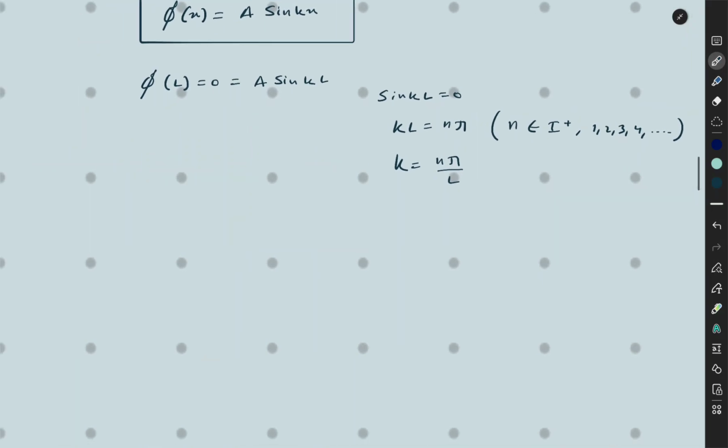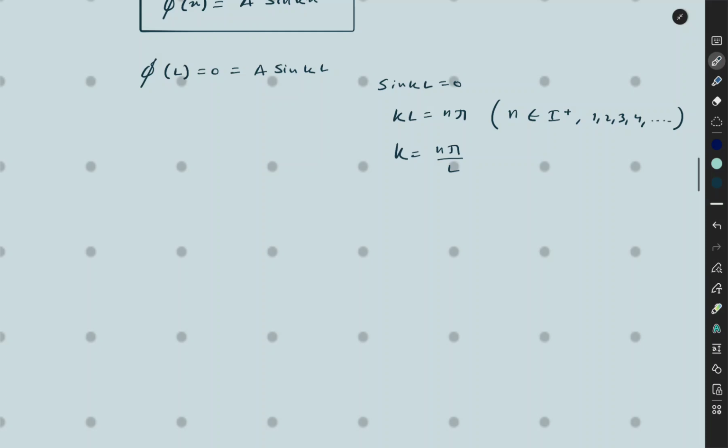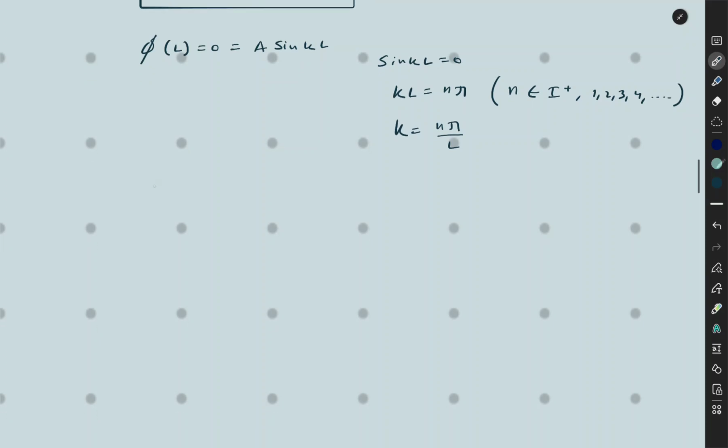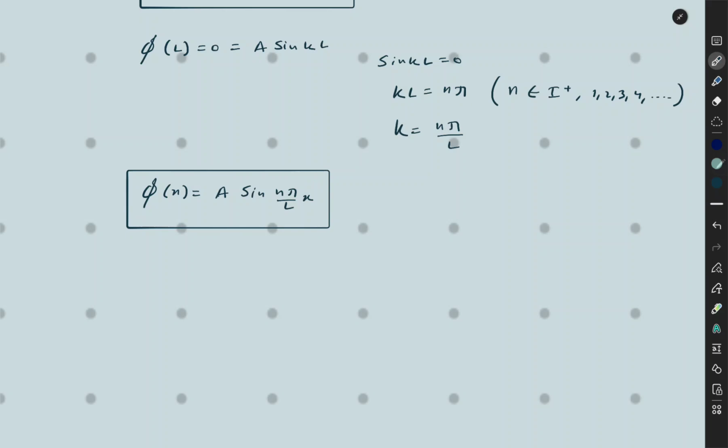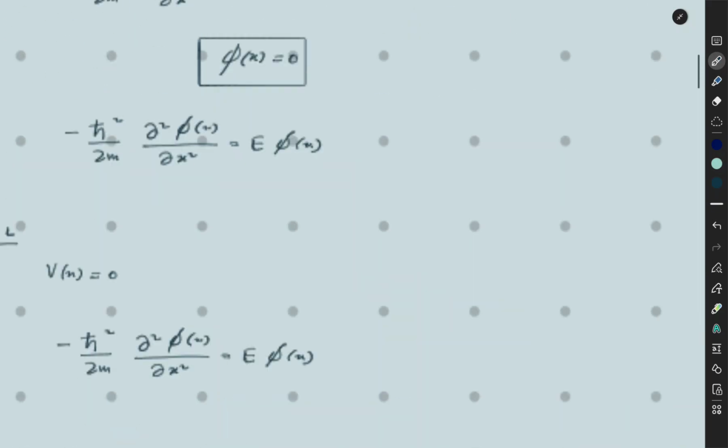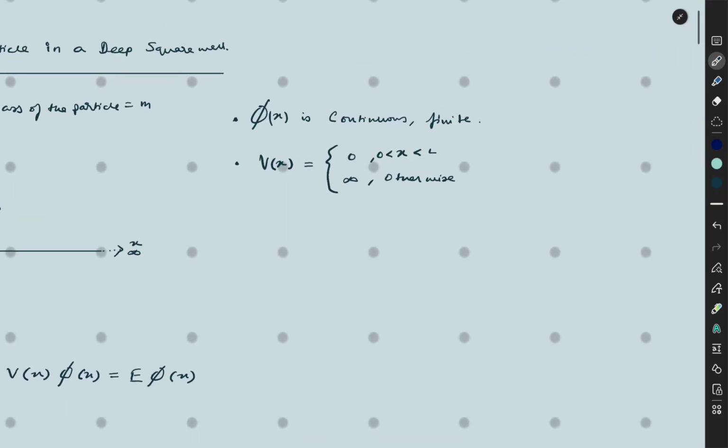So now if k is equal to n pi by L, then our wave function becomes phi of x equal to A sine(n pi by L x). Now here we can see that A is an arbitrary constant and we do not know the value of A. So one more condition we forgot to write here: it is a square integrable function.